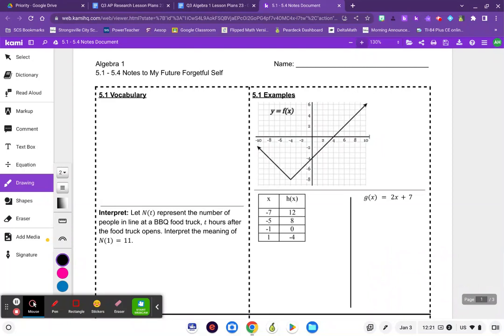We went through the 5.1 lesson, or at least the activity part that we had done in our groups in class. And so I want to give you some more defined notes on this 5.1, give you some vocabulary, some examples, how to interpret this function notation that we're talking about, so that you can use this to help you with your homework and to check your understanding.